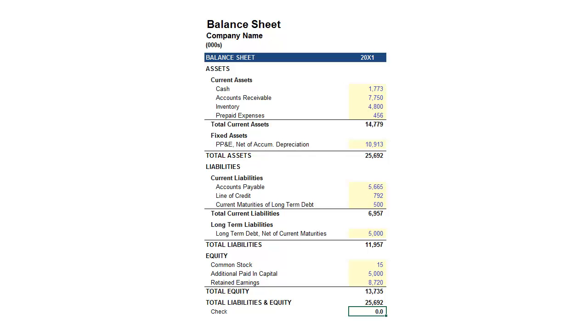Finally, it's important to note that in every integrated financial statement model that you build, every accounting period will have a check. On the balance sheet, the check will subtract total assets from total liabilities and stockholders' equity. And so long as this difference is zero, you will know that the accounting equation holds true in your model.